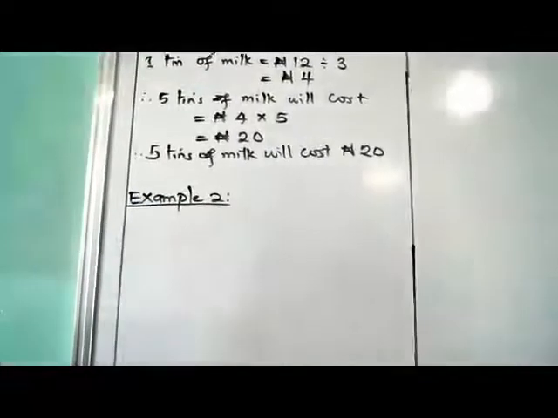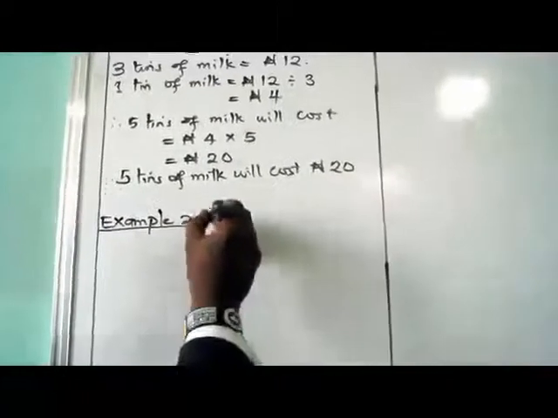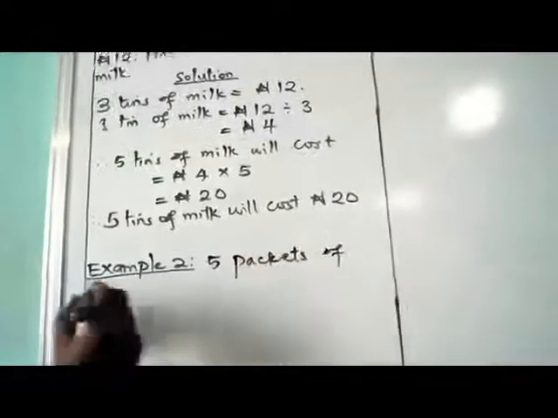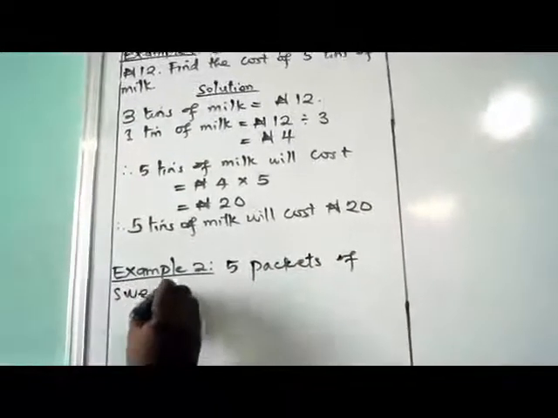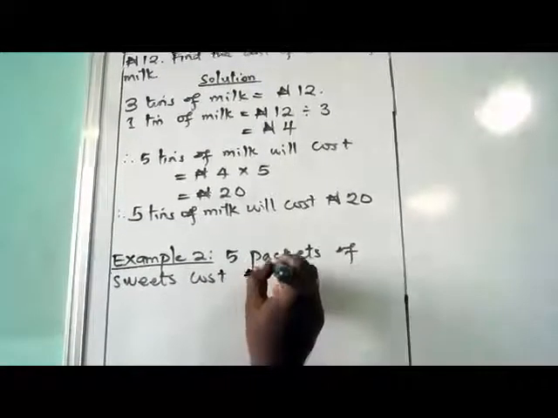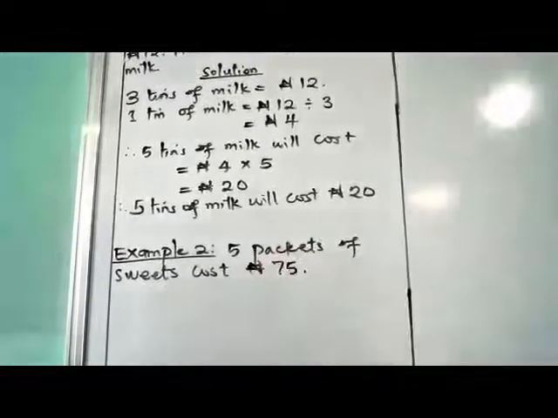Example 2. I have 5 packets of sweets that cost 75 naira.